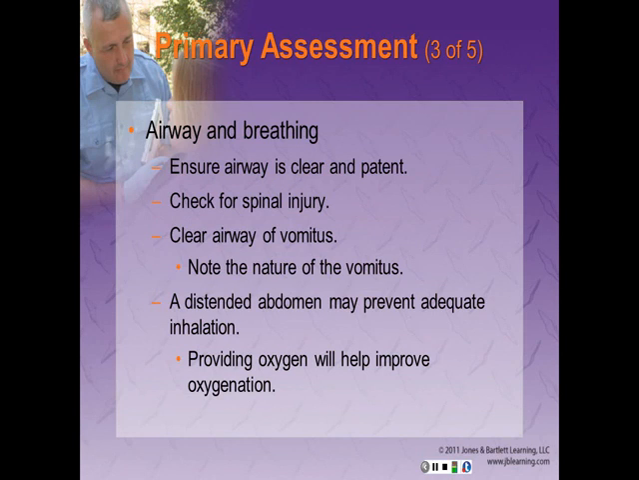Evaluate airway and breathing. You should ensure that the patient has a clear and patent airway. If you suspect spinal injury, you need to prevent the patient from moving. You should clear the airway of vomitus so that it is not aspirated into the lungs, and note the nature of the vomitus. The distended abdomen may prevent adequate inhalation, and by providing supplemental oxygen, this will help improve oxygenation.